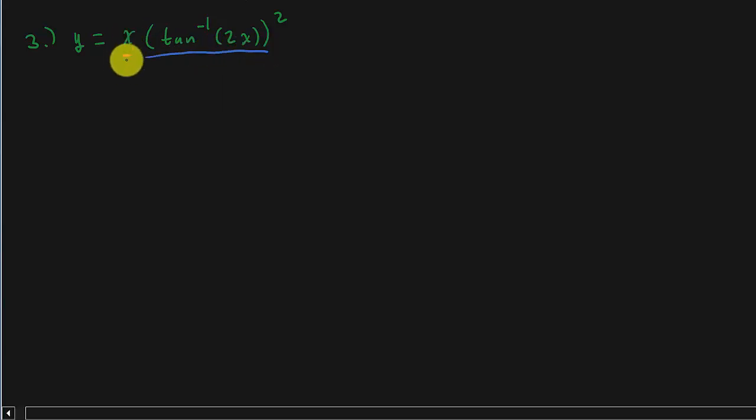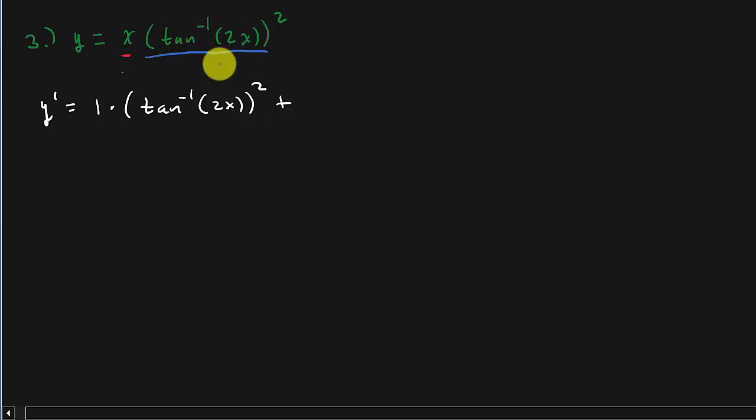This is our first function, and this is our second function. So let's take the derivative. So we get y prime is the derivative of the first function, which is 1, times the second function, inverse tan 2x squared. All right, plus the derivative of the second function.